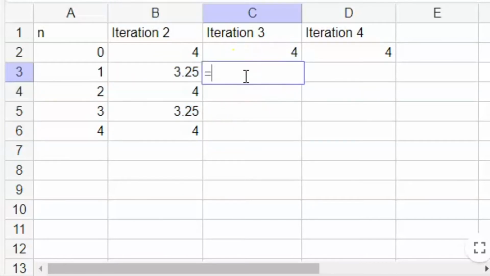It appears in this case that the numbers are oscillating between 4 and 3.25, but did not converge to a root. So let's check out iteration 3.